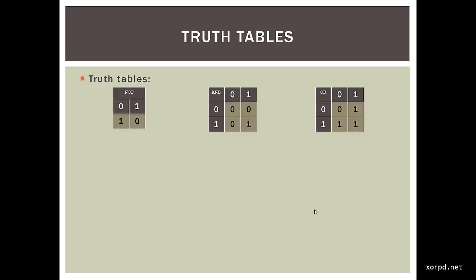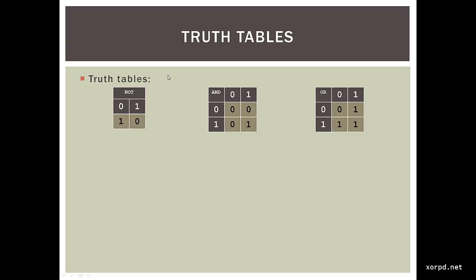Truth tables. These are three tables that actually fully represent the three operators: not, and, or. Let's take a look at those tables and try to understand their meaning.